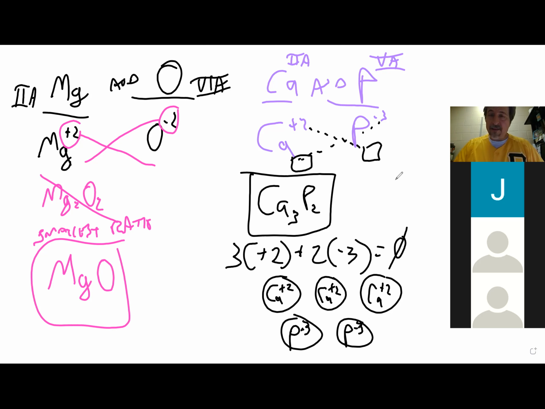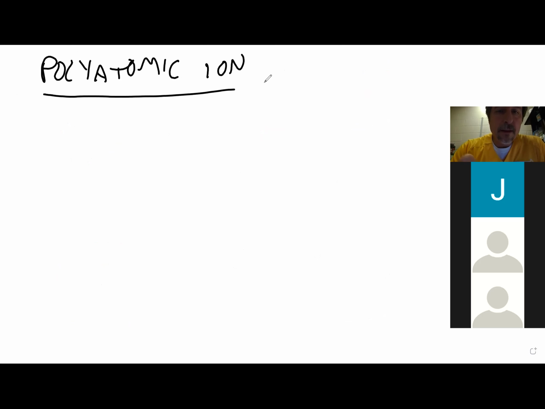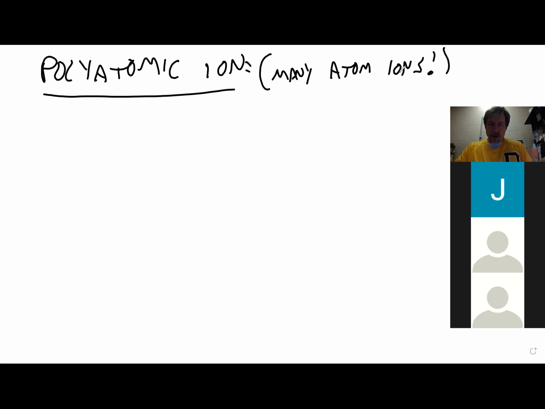And it is, but there's also something called a polyatomic ion, a many atom ion. It's just how it goes. This is nature. And we can actually later in the semester show you how these polyatomic ions are assembled. But I'm going to tell you what they are, and you sort of need to know them.